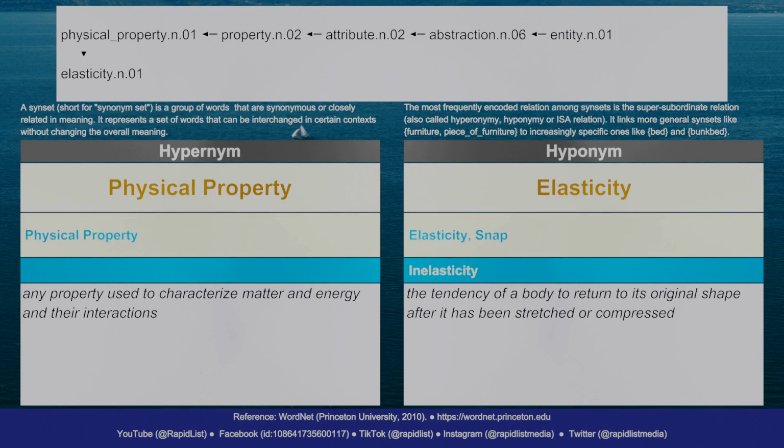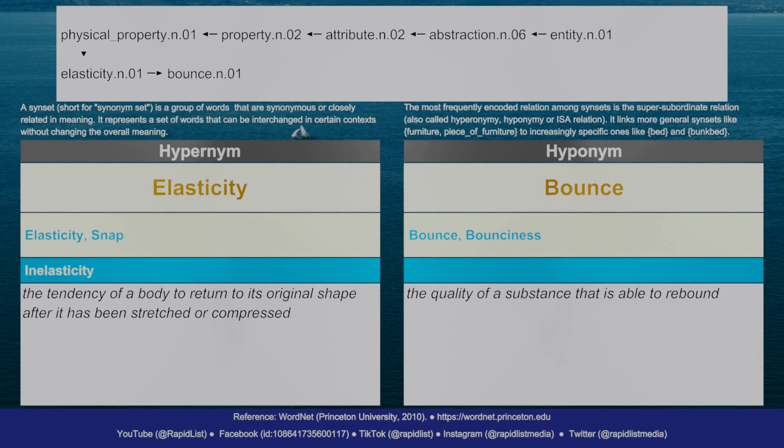Elasticity. The tendency of a body to return to its original shape after it has been stretched or compressed. The waistband had lost its snap. Bounce. The quality of a substance that is able to rebound.